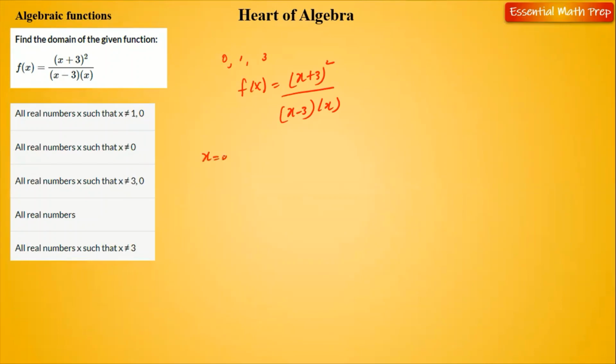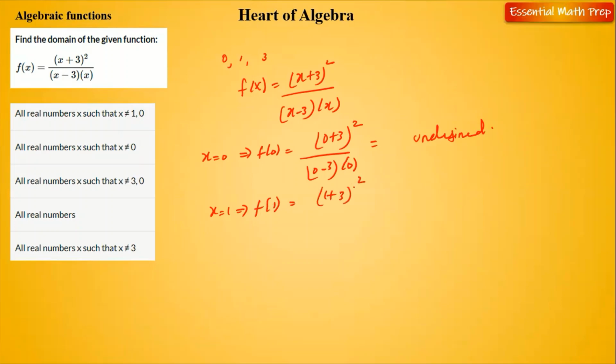So x equals 0 implies f of 0 equals (0 plus 3) whole squared over (0 minus 3) times 0. The denominator is 0, therefore the function is undefined, right? x equals 1 implies f of 1 equals (1 plus 3) whole squared over (1 minus 3) times 1. Well, the function is defined. Similarly, x equals 3, f of 3 equals (3 plus 3) whole squared over (3 minus 3) times 3.